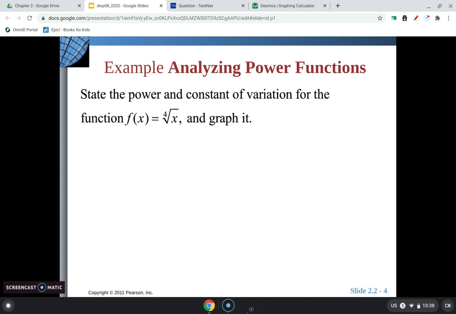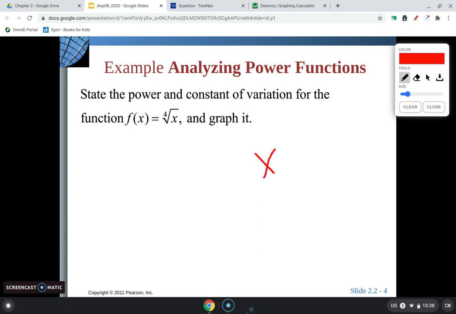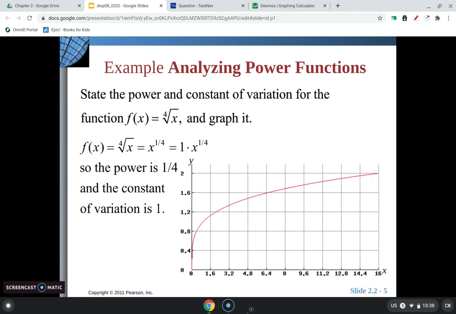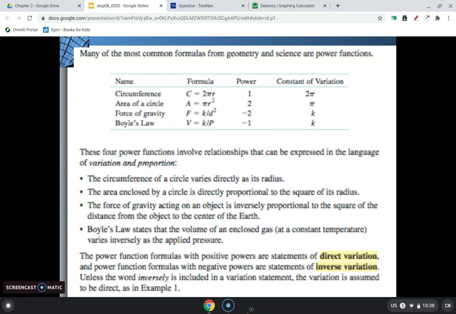Well, the fourth root of x. Another way to write that would be x to the 1/4 power. So the constant of variation would be a 1 out front. So that's your constant, and the power would be 1/4. All right. To graph that, you could put x to the 1/4 power in Desmos and see what it looks like. But that's what it's going to look like right there. So that would be the function, and that would be a power function because those are all numbers.